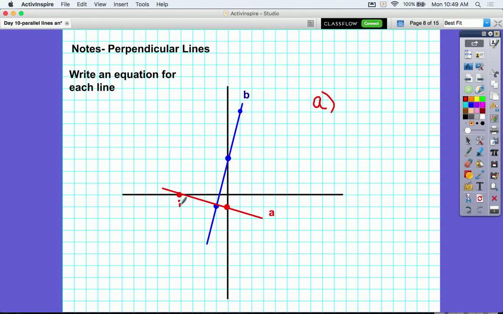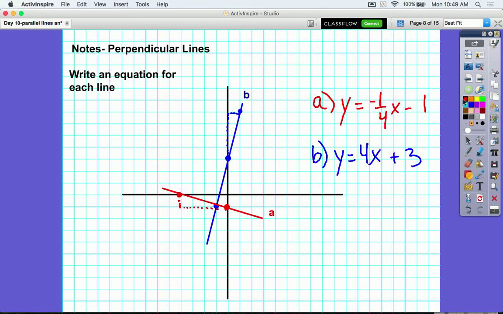So I noticed that in line A, down here in red, I have a slope down 1 over 4, or negative 1/4. So my equation is y equals negative 1/4 x. My y-intercept is down here at negative 1, so y equals negative 1/4 x minus 1. And for line B, what I notice is that my slope is up 4 over 1, so y equals 4x, and my y-intercept is up at 3, so y equals 4x plus 3.